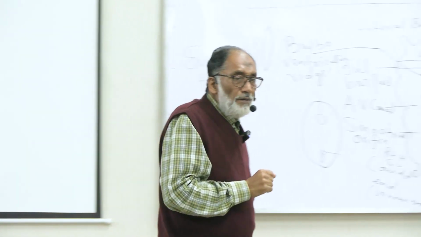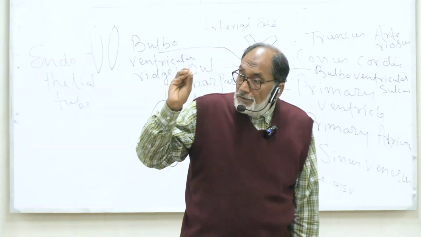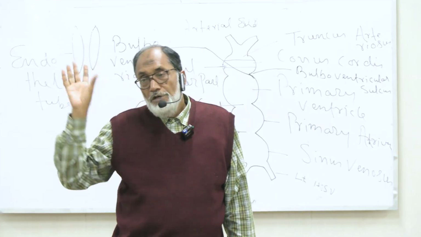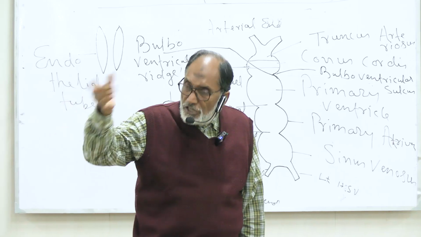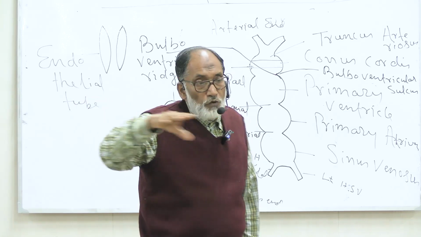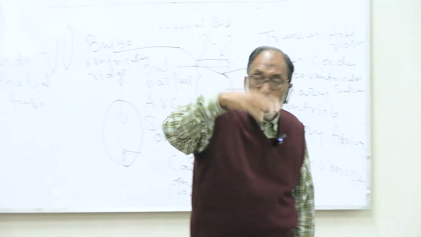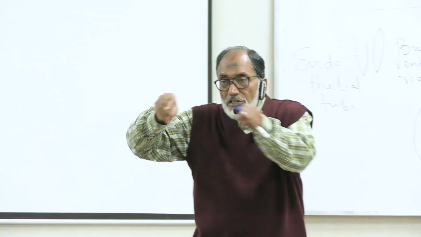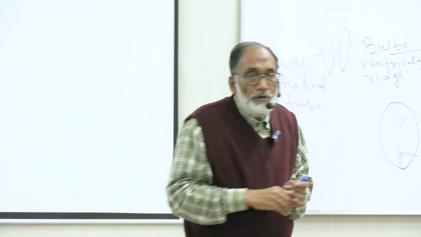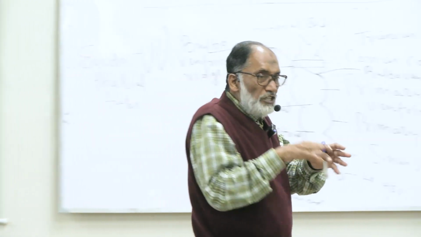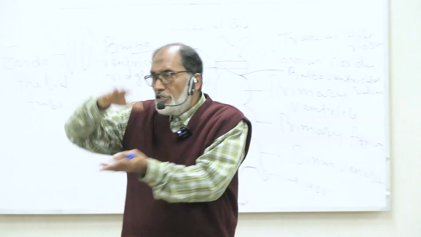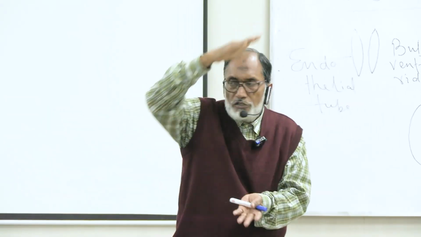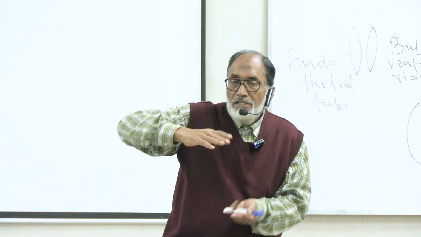The heart develops from the splanchnic mesoderm of the intra-embryonic mesoderm. Splanchnic mesoderm of the intra-embryonic mesoderm. Where does it lie, and how is it formed? It is formed due to the appearance of the intra-embryonic coelom. Coelom means space. When a space develops within the intra-embryonic mesoderm, the mesoderm is split into two parts.